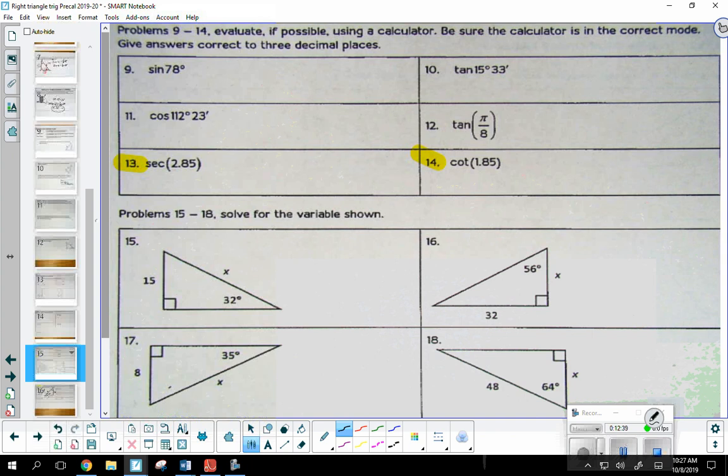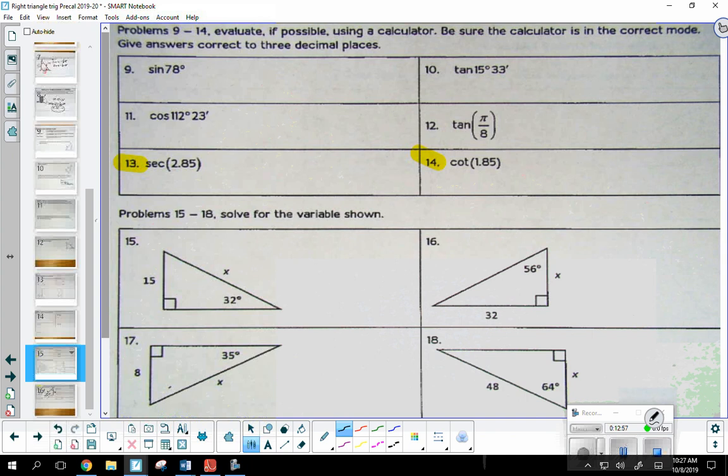What's that? No, the number of decimal places is what's important. You'll notice, look at number 12. Am I giving you degrees or radians? Okay, Will says radians. How do I know immediately that's radians? Pi. Pi is a huge red flag when you're talking about an angle measure.